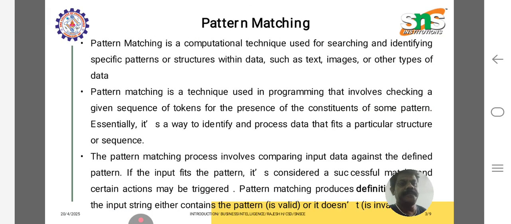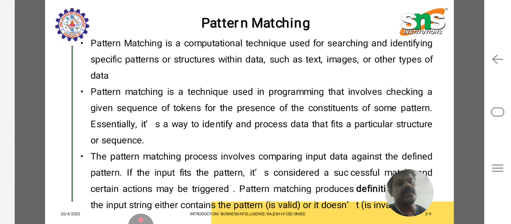Pattern matching is another terminology, a computational technique used for searching and identifying specific patterns or structures within data such as text, images, or other types of data. Pattern matching is a technique used in programming that involves checking a given sequence of tokens for the presence of the constituents of some pattern. Essentially, it's a way to identify and process data that fits a particular structure or sequence.